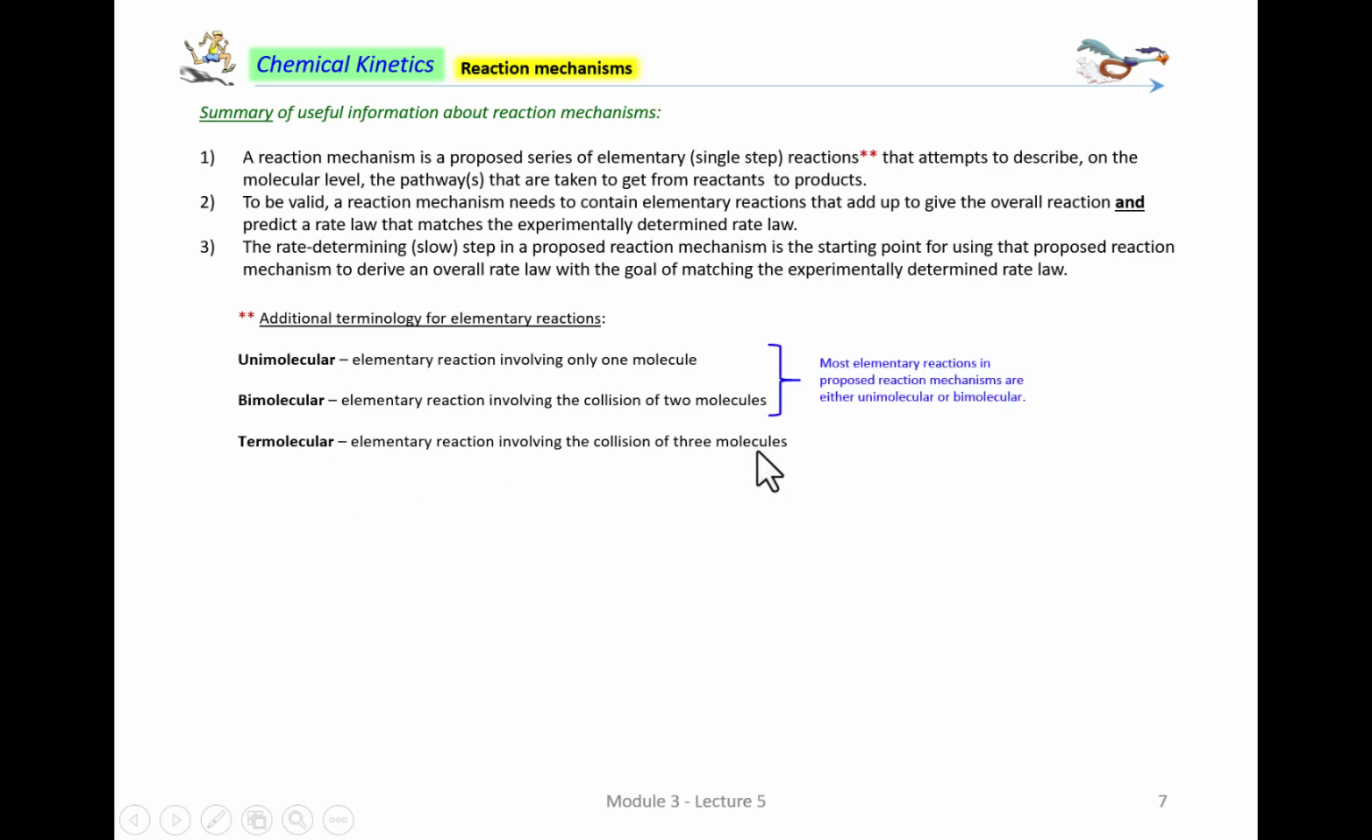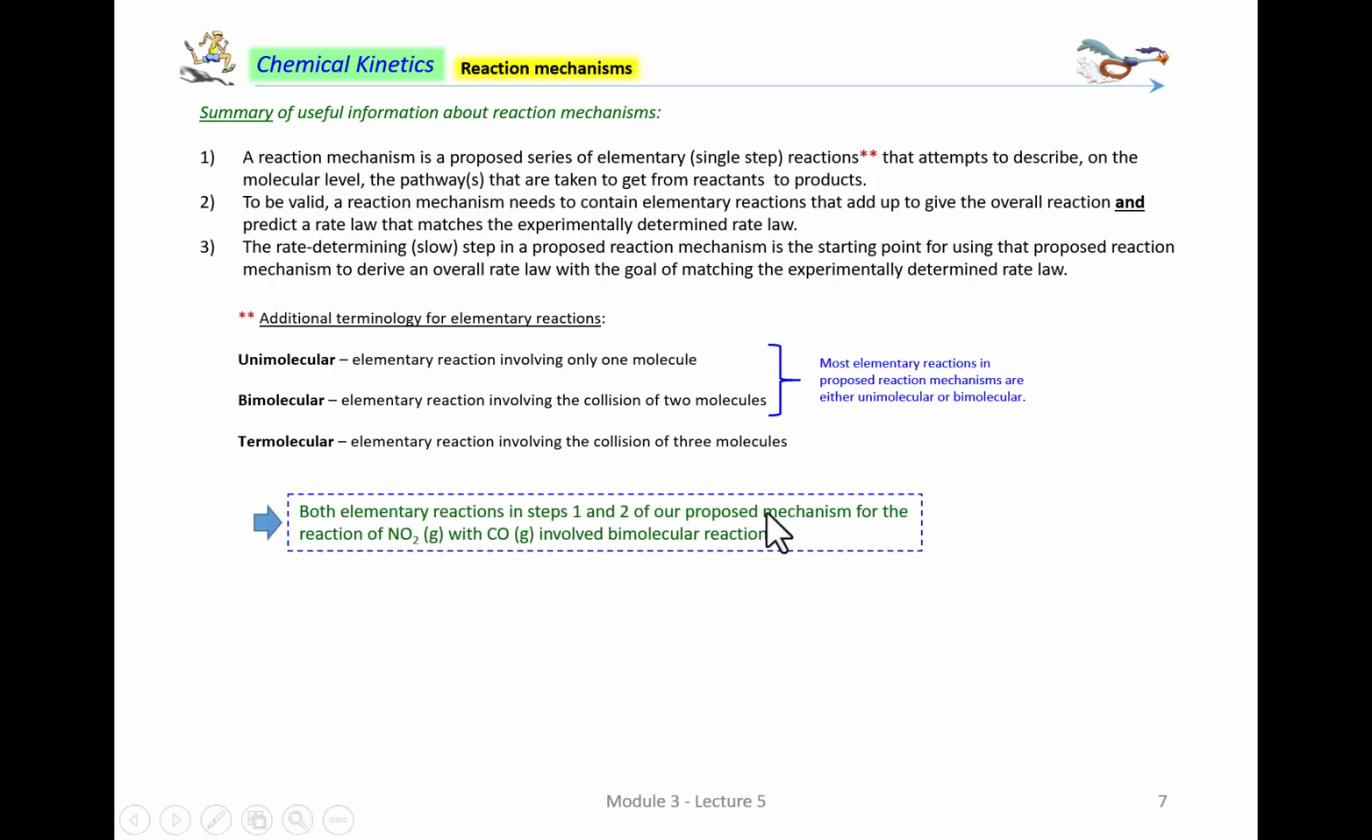Now, most elementary reactions in proposed reaction mechanisms are either unimolecular or bimolecular. Termolecular reactions, the collision of three molecules together, is statistically not very significant, but it is proposed in some reaction mechanisms. Now, both elementary reaction steps in steps 1 and 2 of our proposed mechanism for the reaction of NO2 with CO involved bimolecular reactions.